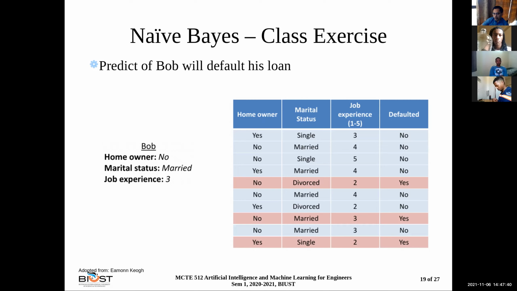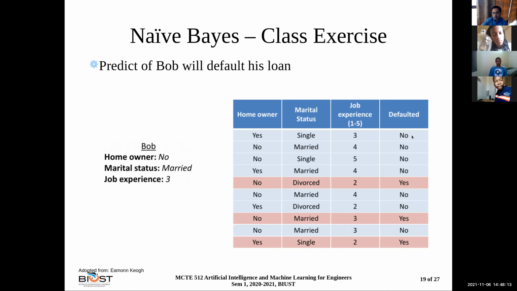Okay, so now in this case, Bob, is he a homeowner? No, Bob is not a homeowner. Is Bob married? Yes, he's married, and his job experience is 3 years. Okay, so in this data that is gathered throughout all the years of banking, they create this table: if you're a homeowner, your marital status, and your years of job experience. Then they plot: will you default?